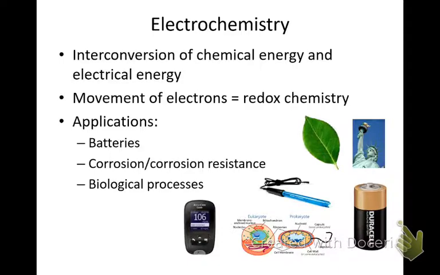All sorts of biological processes, especially the ones that give you energy, like respiration and photosynthesis, are redox processes, are electrochemistry. If you or somebody you know uses a blood glucose meter, those use redox chemistry. The pH electrodes used in labs use redox chemistry. So redox chemistry is everywhere. Our goal over the next several sessions is to figure out a little bit about how that works.